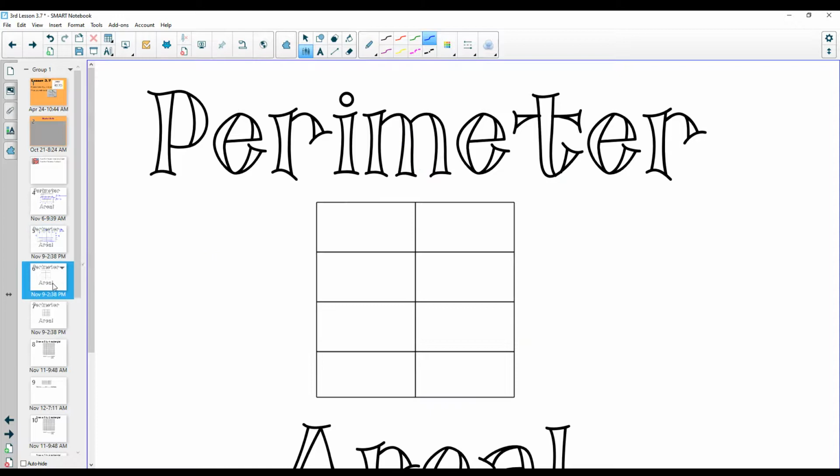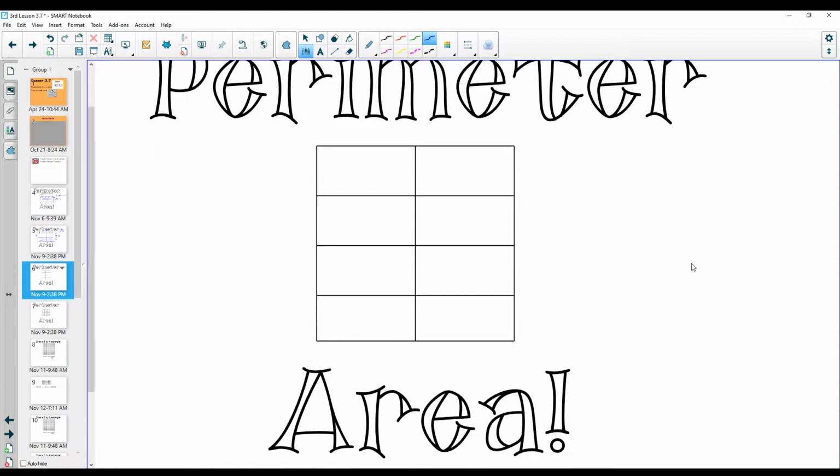Let's look at another shape. See if you can find the perimeter and the area. You do, pause the video and try it. See if you can get it. All right, perimeter, let's see what we get.